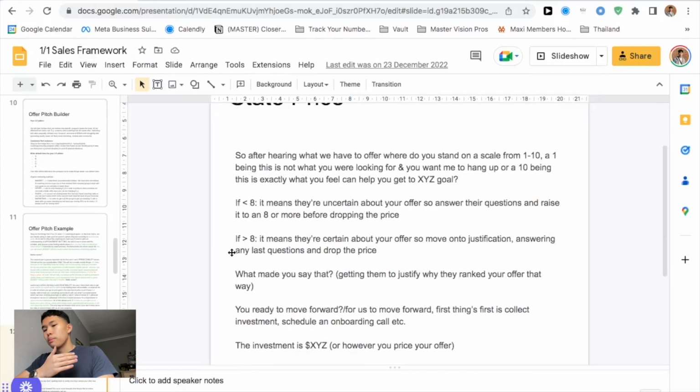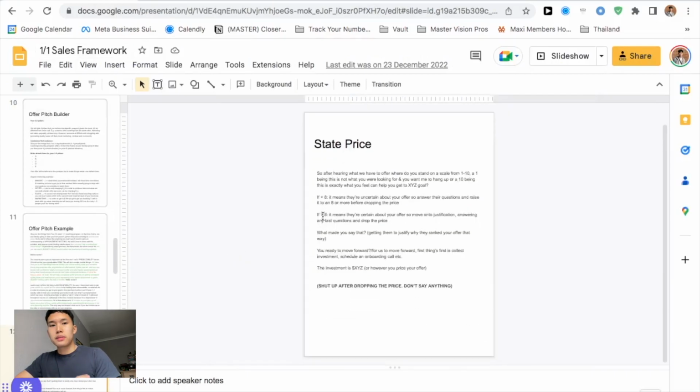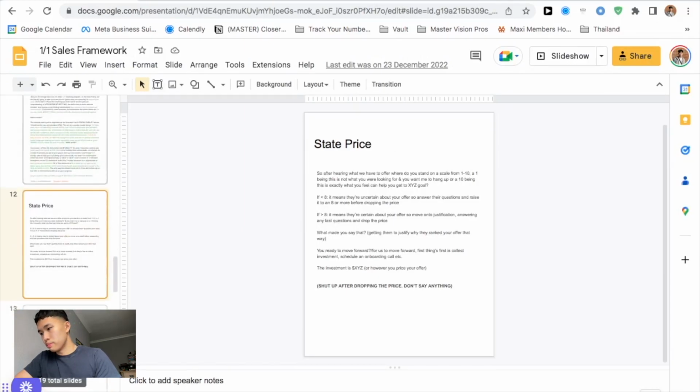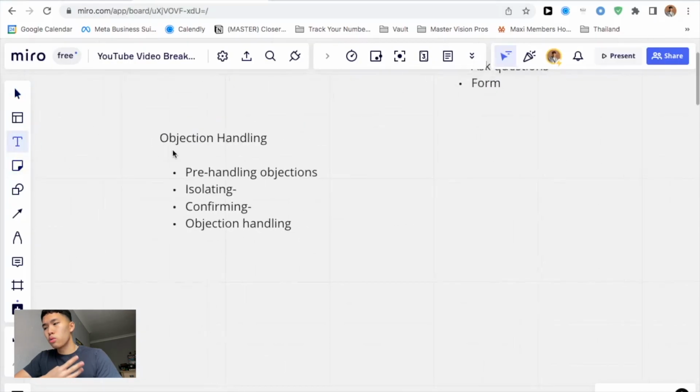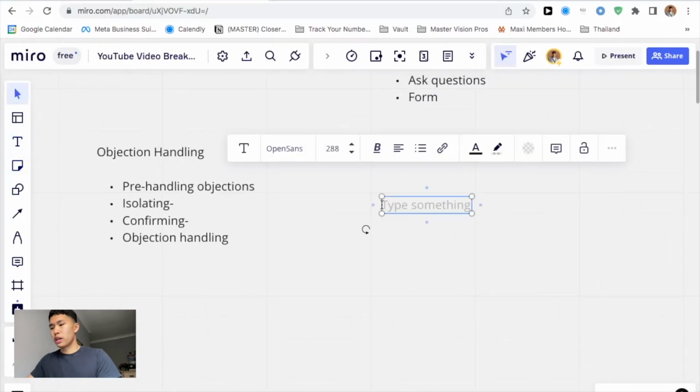So by now you should be here. You stated the price and they haven't moved forward. They have an objection, so this is what you do. There are always 3 types of objections.